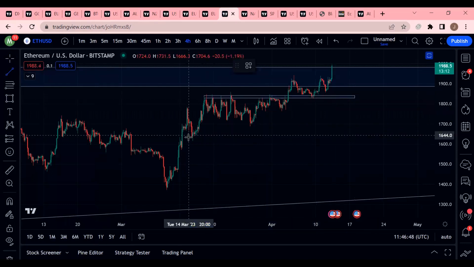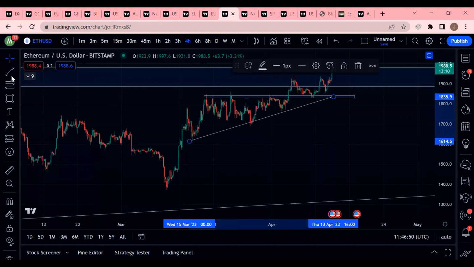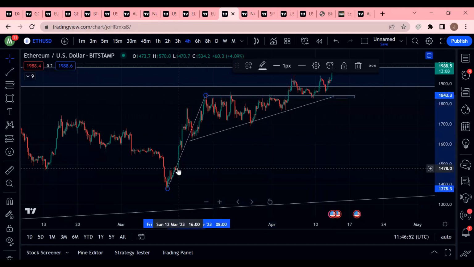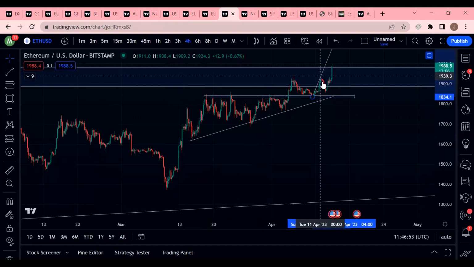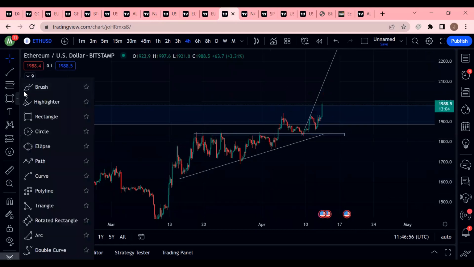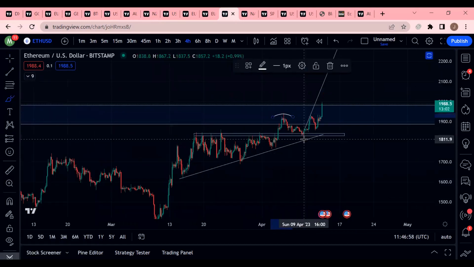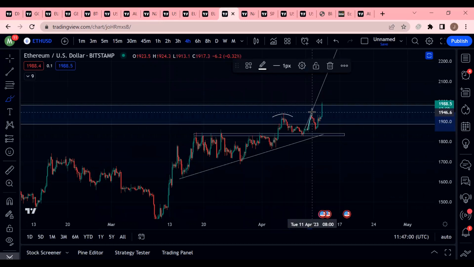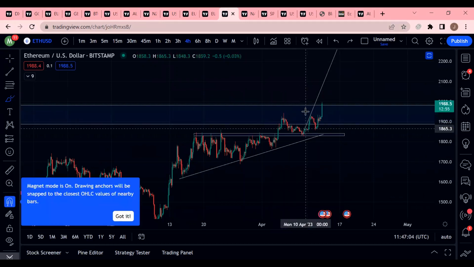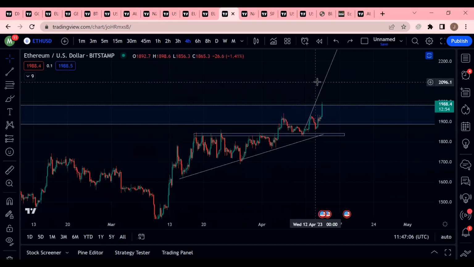Look at Ethereum right now. See what Ethereum is doing. Ethereum has broken. Same thing I've been explaining. I needed a break and it broke. Was that a retest? Was that a major break coming?